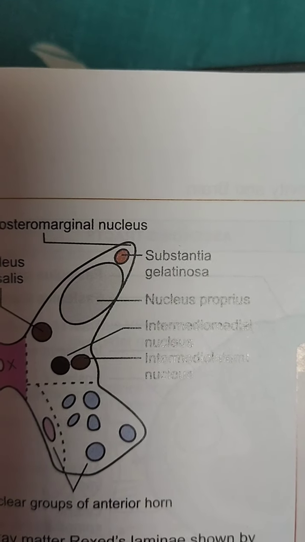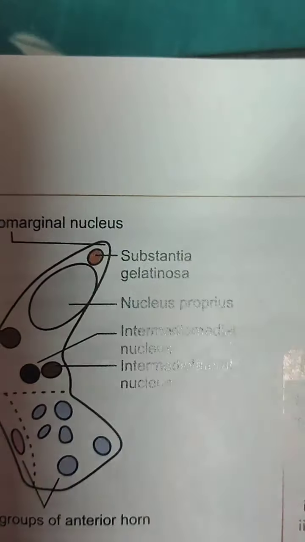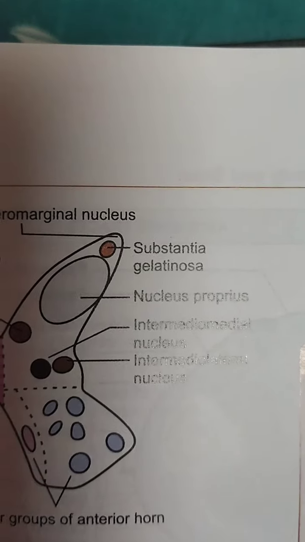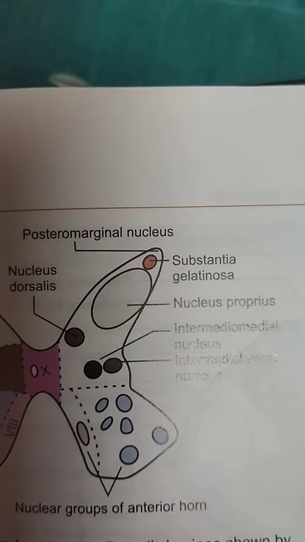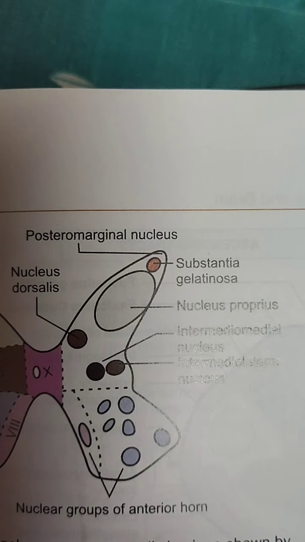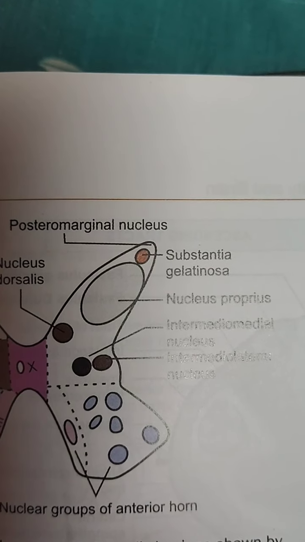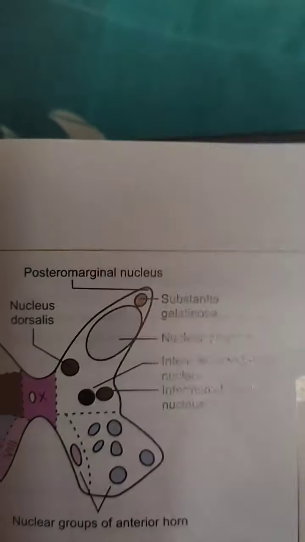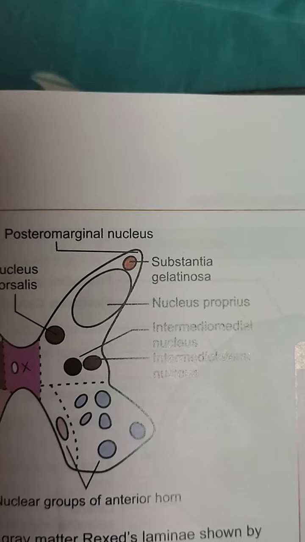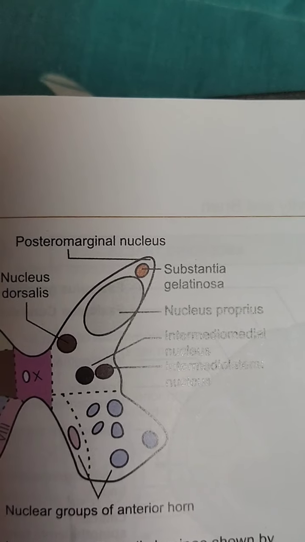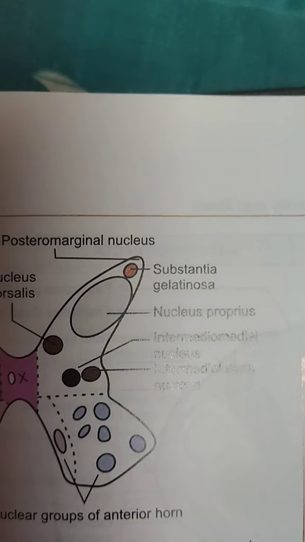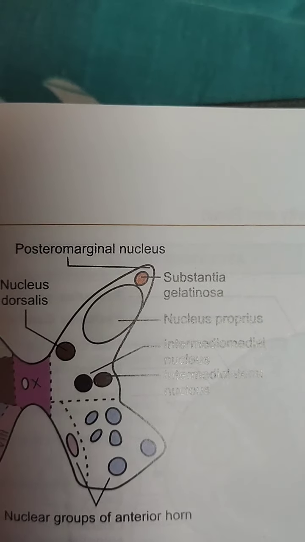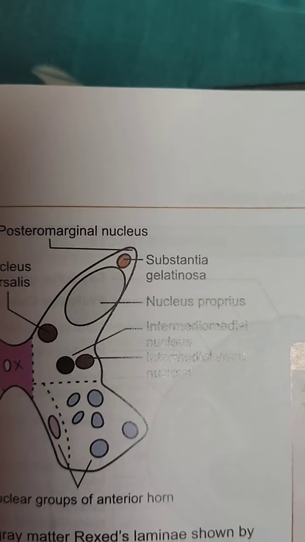Throughout the spinal cord from cervical to sacral or coccygeal region, and further above, that means for the head and neck region, this substantia gelatinosa nucleus is replaced by the spinal nucleus of the trigeminal nerve. That means the spinal nucleus of the trigeminal nerve takes care of pain and temperature sensations from your head and neck region. So the substantia gelatinosa Rolando of the spinal cord is continuous above with the spinal nucleus of the trigeminal nerve, which is very important for you to note down.